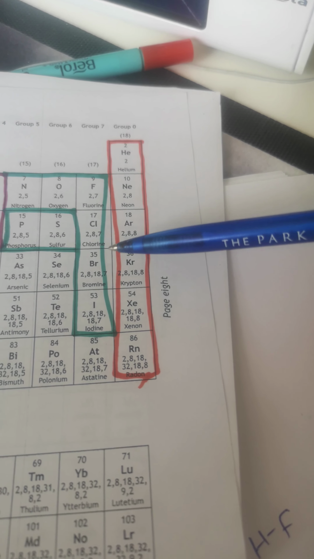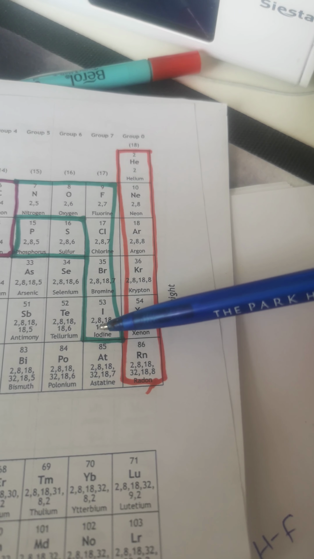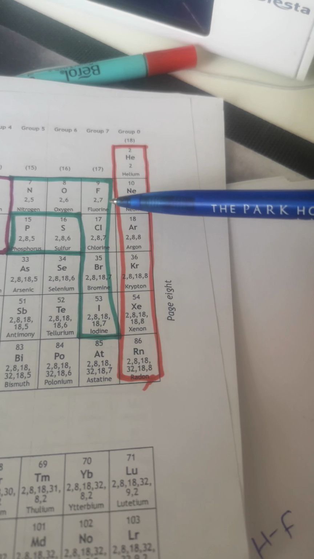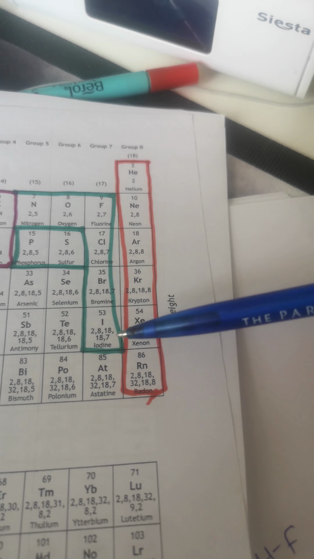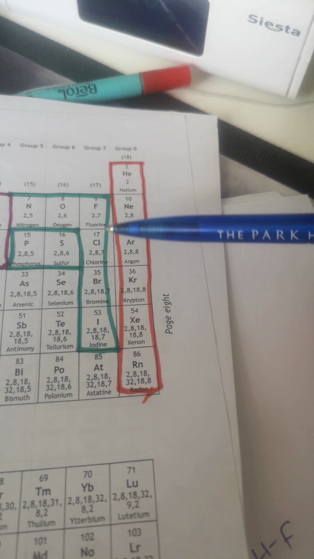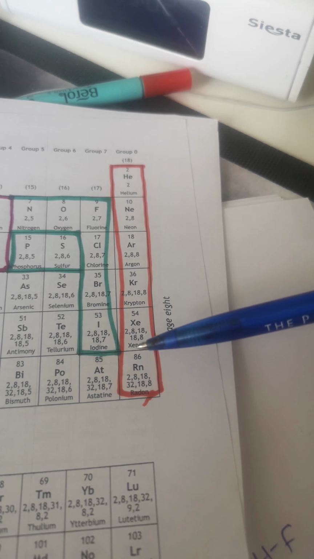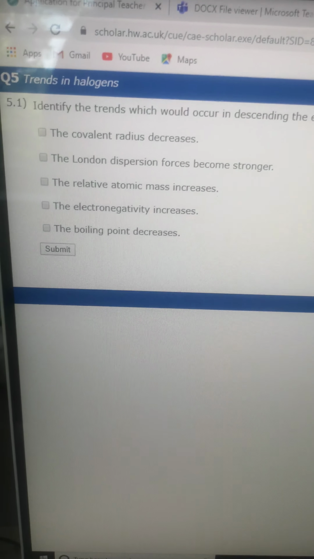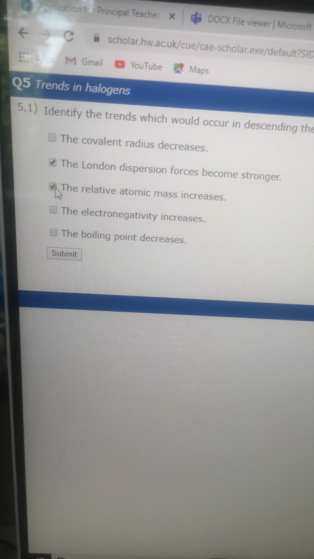So just think, what affects London dispersion forces? The number of electrons or the size of the molecule. So we know that as we go down the group, the size of the molecules gets bigger and the number of electrons gets bigger as well. So the London dispersion forces would increase. Therefore, as you go down the group, the melting and boiling point would also increase. So that last one is wrong. So your correct ones are those two there.